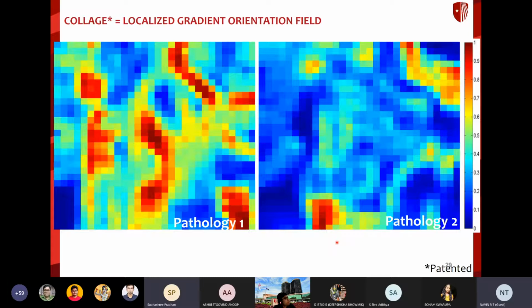Because since the tumor is formed, the radiations are being obstructed by the tumor.